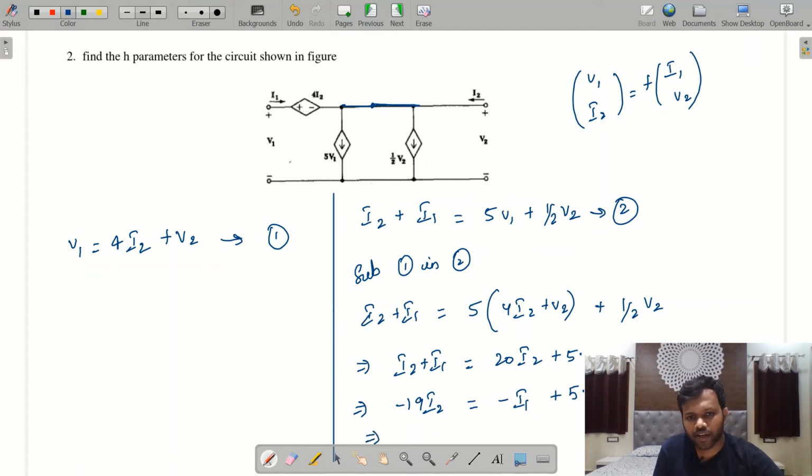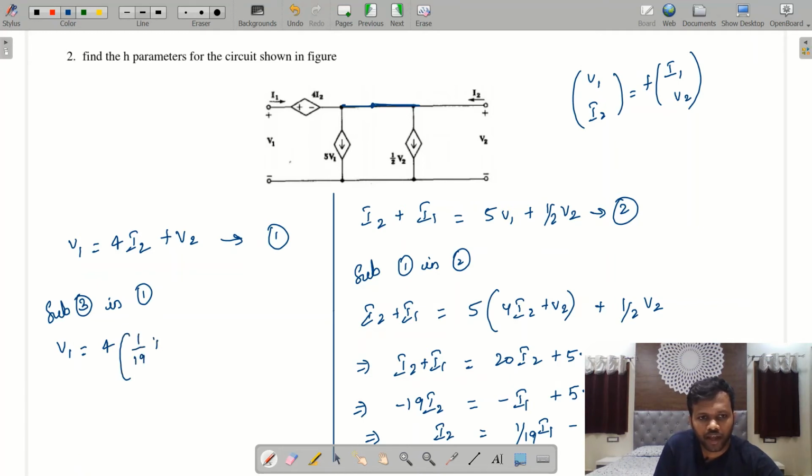So what can we write at last? I2 equal to 1 by 19 I1 minus 5.5 by 19 V2. So this is my equation 3. Now substituting 3 in 1. Substituting 3 in 1, what will we get? V1 equal to 4 into, in place of I2 what will I write?